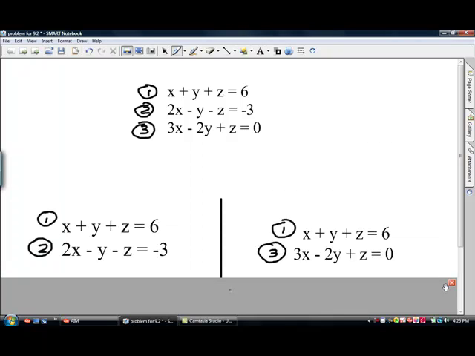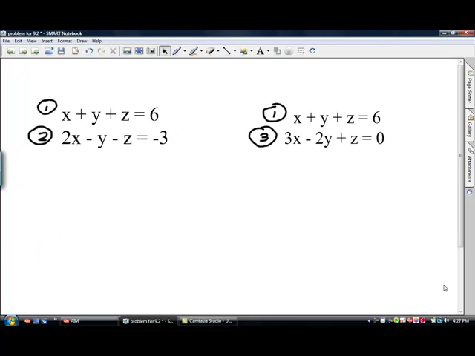We talked about one of the reasons we wanted to label these is so that we could be precise when we did the problems. And I've grouped 1 with 2 and 1 with 3 as 2 separate problems, and we work on solving these as 2 separate problems. So that's what we'll do next. I'm going to work on the first set first, the one on the left.